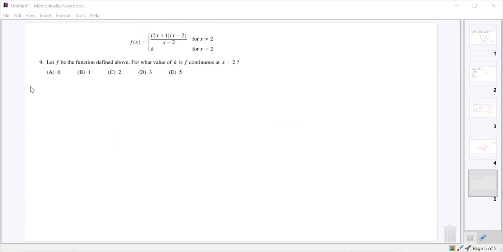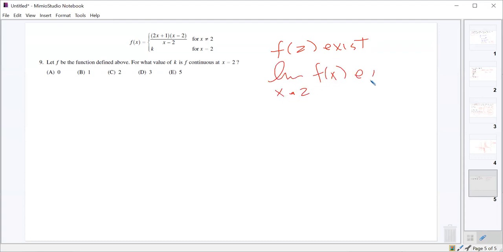For a function to be continuous at a point, we have to have three criteria met. Three criteria for the definition of continuity. 1, f of 2 must exist. 2, the limit as x approaches 2 of f of x must exist. And 3, f of 2 must equal the limit as x approaches 2 of f of x.